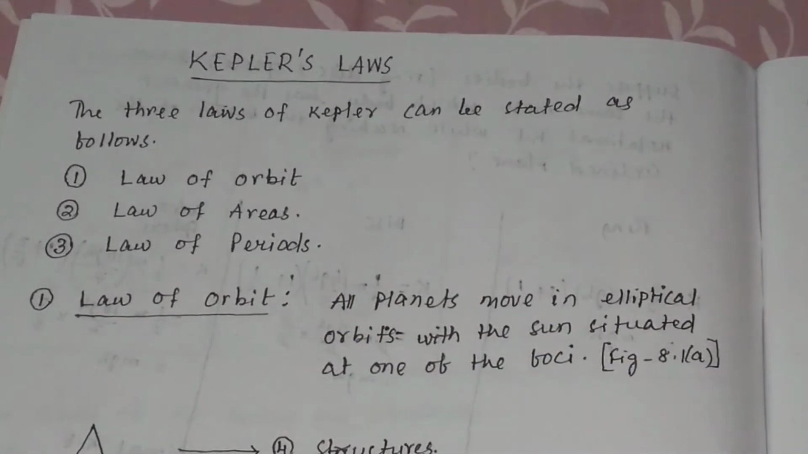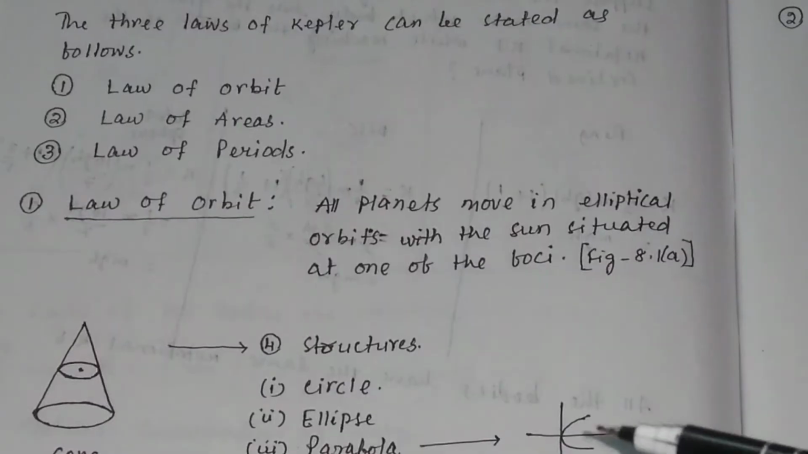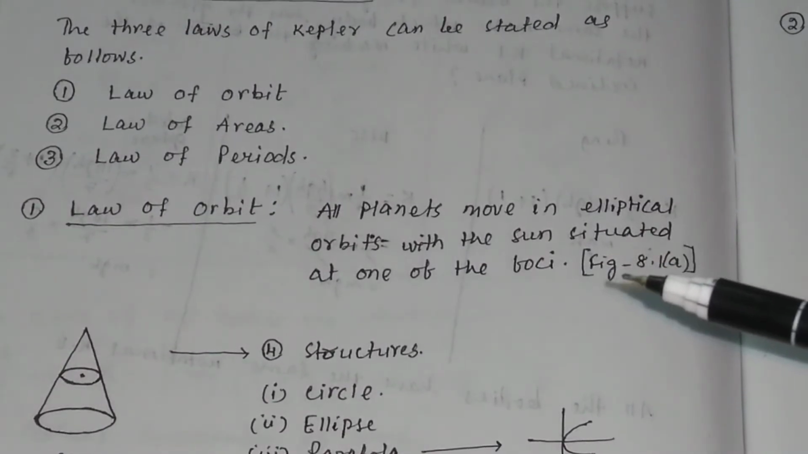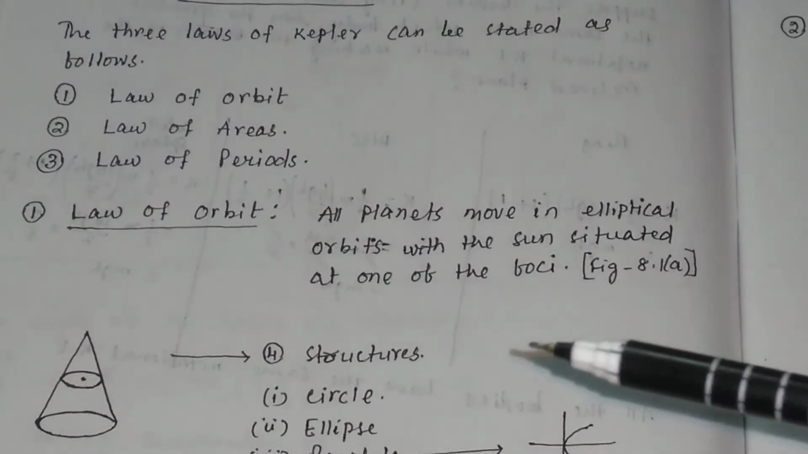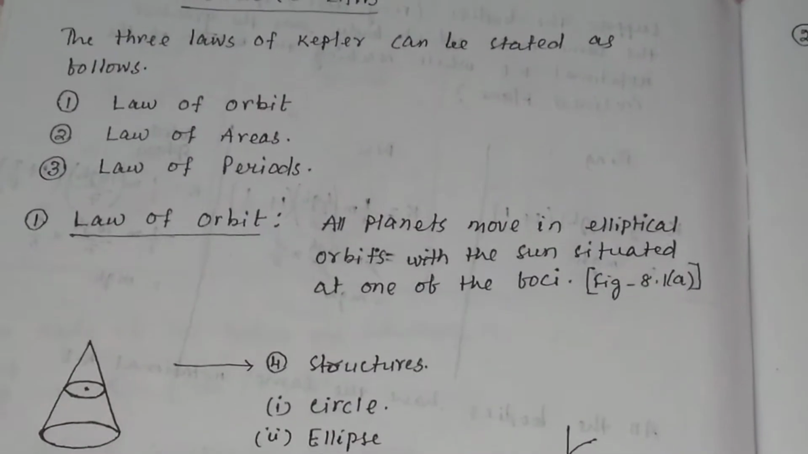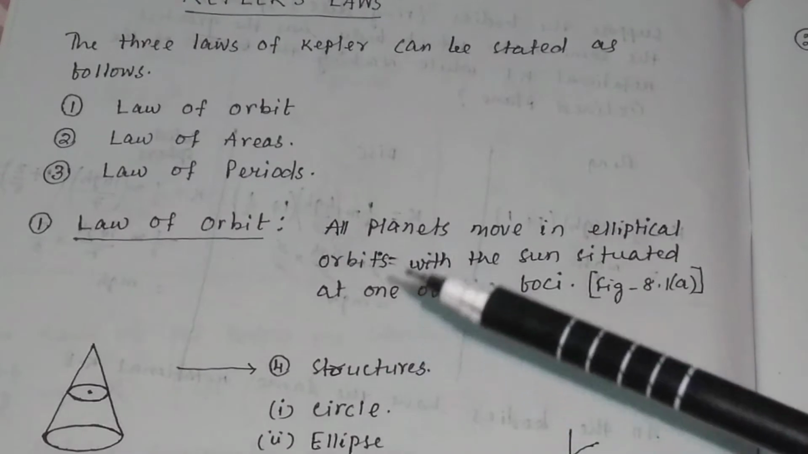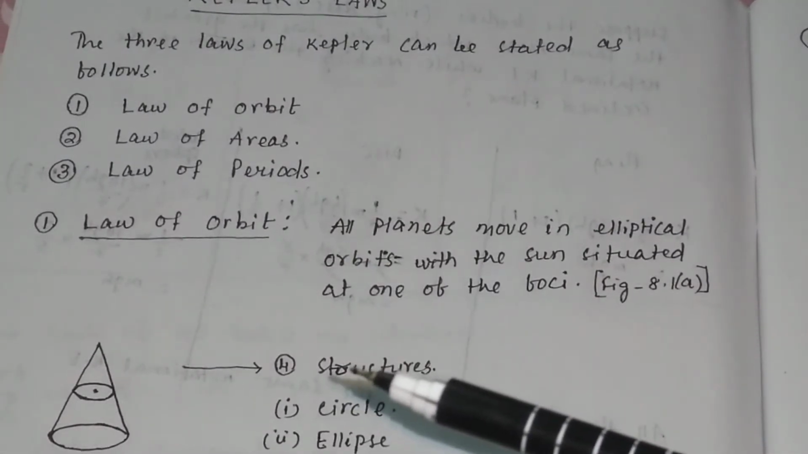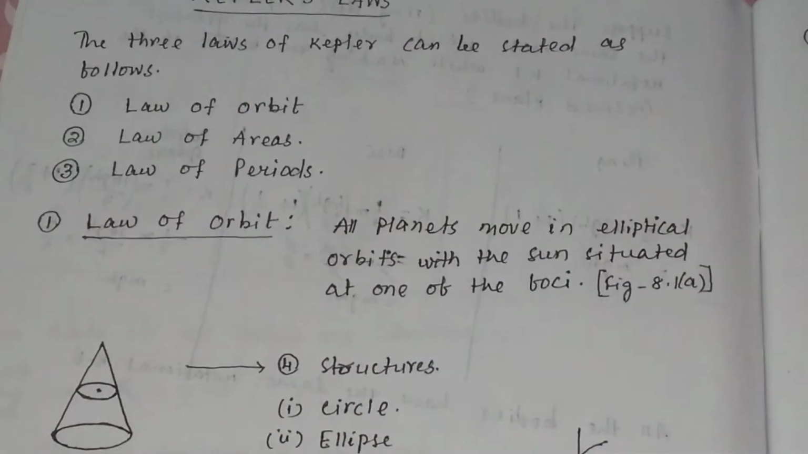All planets move in elliptical orbits with the sun situated at one of its foci. Before going to know about the law of orbit, first let us know what is an ellipse.